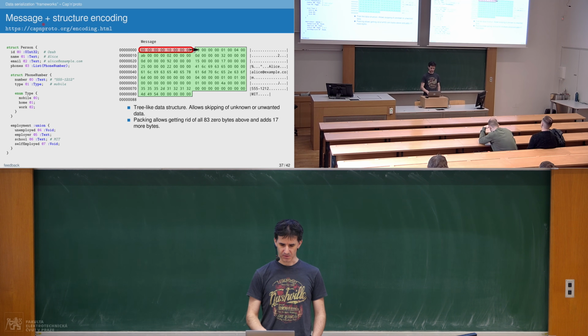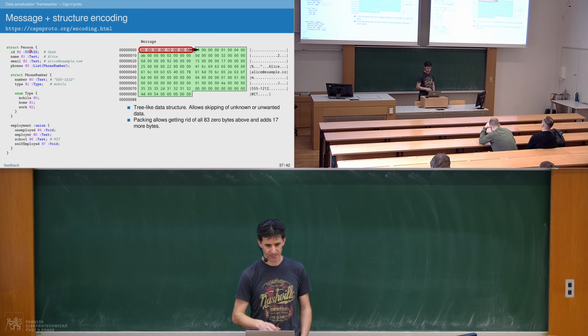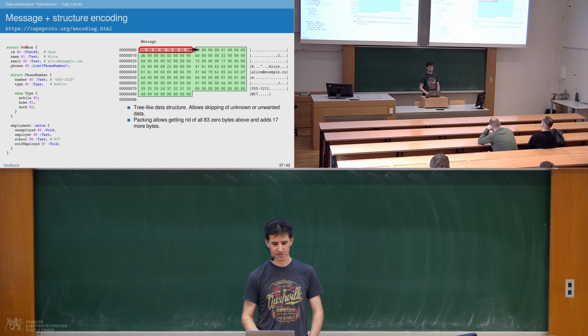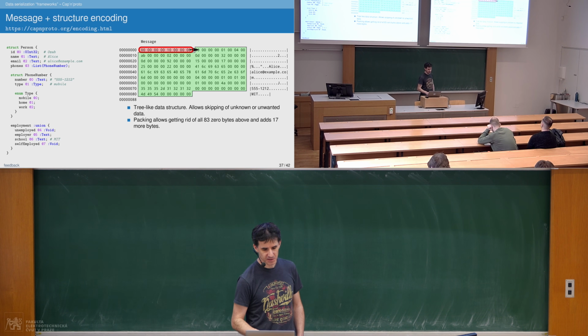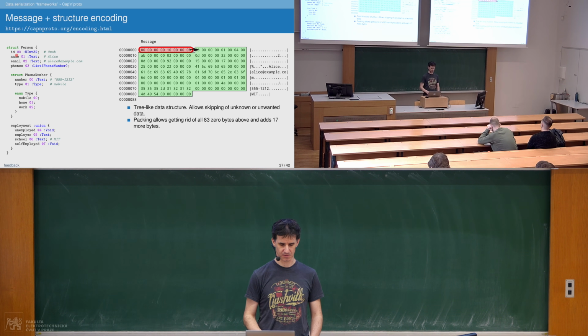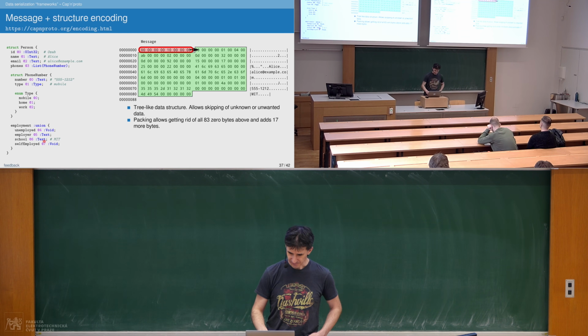So here is an example. Again, we have this person, similar to before. The syntax of this definition is a bit different. The tag is not specified with an equal sign. The tag is specified with @ and you have the type like here. So this is the definition.